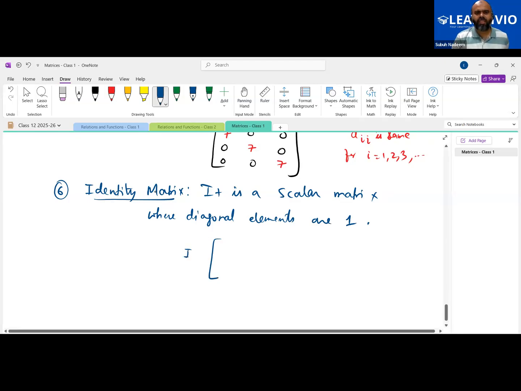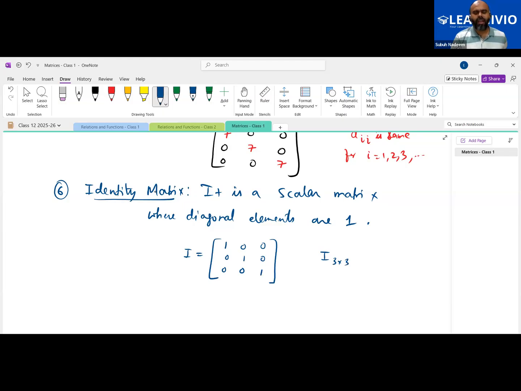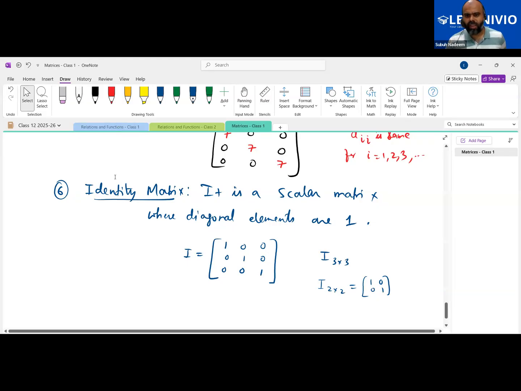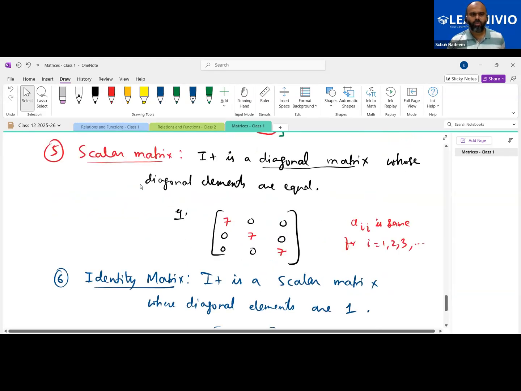So this is a specific matrix. You should not give any example. There is only one possibility: 1 0 0, 0 1 0, 0 0 1, and we denote it by capital I. So this is an identity matrix 3 cross 3. The identity matrix could be 2 cross 2 also, like we can have 1 0, 0 1. So 2 row, 2 column. Diagonal elements are 1, non-diagonal elements are 0. So you can write them.